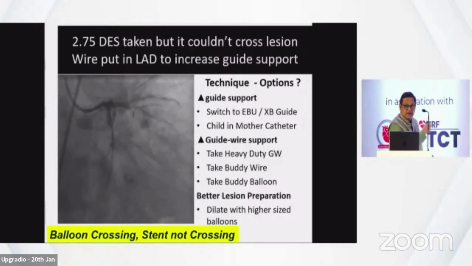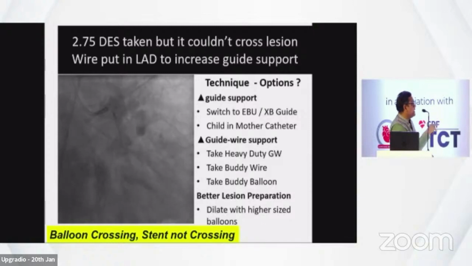Of course, you can increase the guide support. You could switch to an EBU or XB guide catheter, or a child and mother catheter can be used. In one of the previous cases, we saw that happening. Also, you can improve the guide wire support. You could exchange to a heavy duty guide wire, take a buddy wire, take a buddy balloon, all these options to improve the support. And then obviously you have to prepare the lesion better, because you can't just do a CTO lesion with 2.0 dilatation and then want to put a 2.75 or 3 stent, not a good idea.